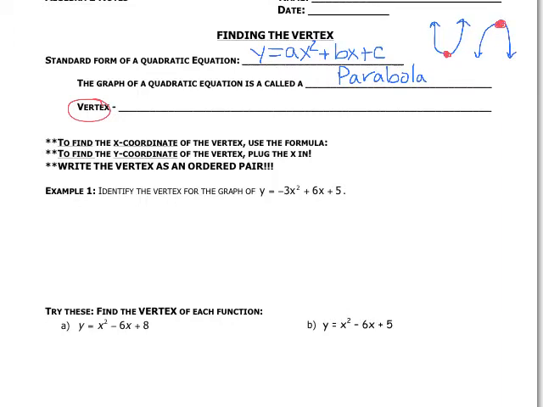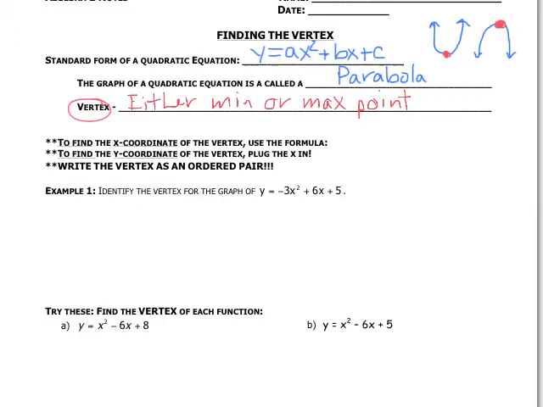So the technical definition of a vertex is the point at which the graph changes from either decreasing to increasing, or increasing to decreasing. So that's kind of the technical version of a vertex. For all intents and purposes, our definition will be either the min or max point. Okay, so it's either the minimum or the maximum point of the parabola depending on if it opens upward or downward.